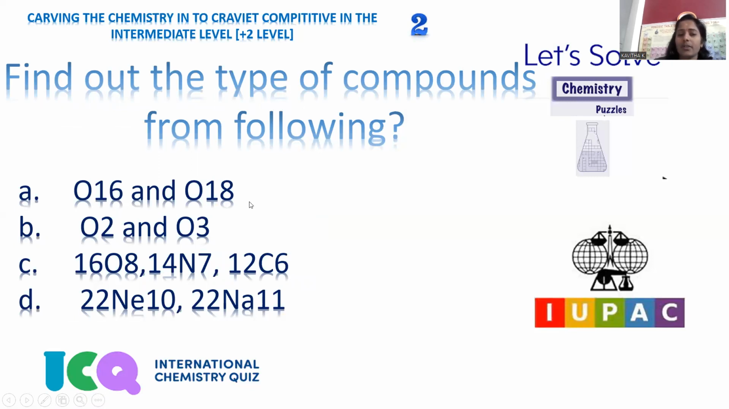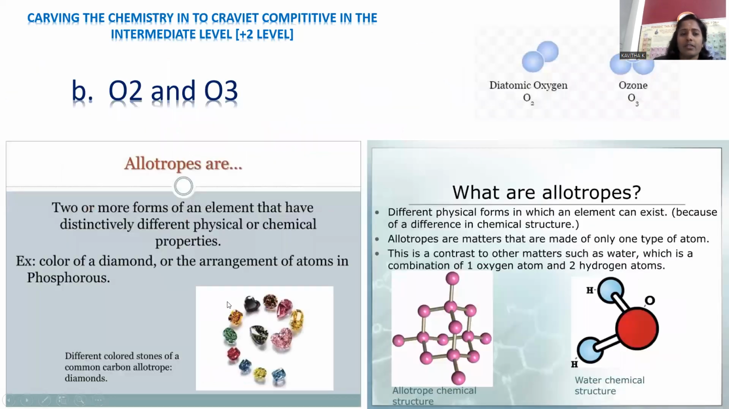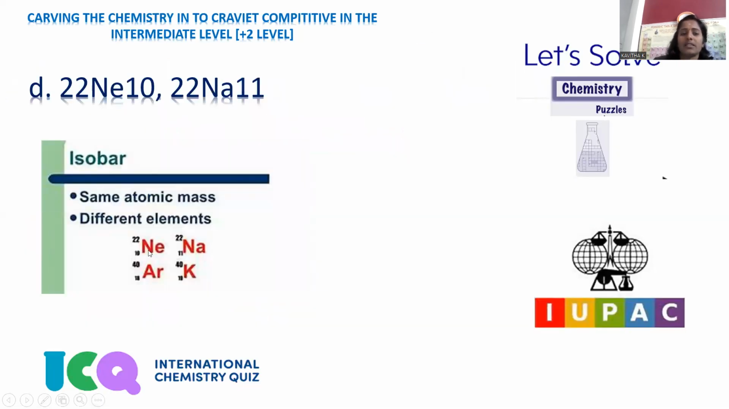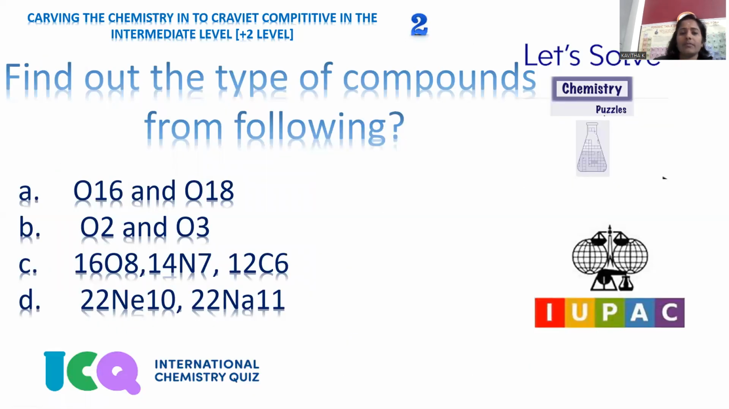Different neutron number count will be there. O2 and O3 are called allotropes. Oxygen, nitrogen and carbon having the same number of neutrons are called isotones. Neon and sodium are having the same mass number, called isobars, right? This is the way we can answer question number 2.